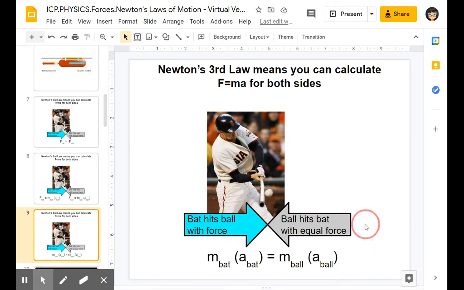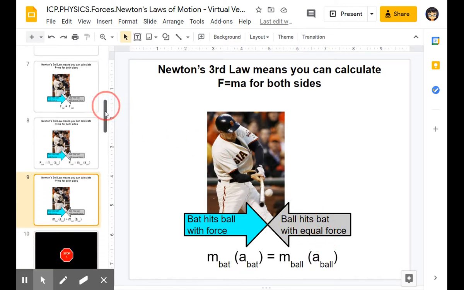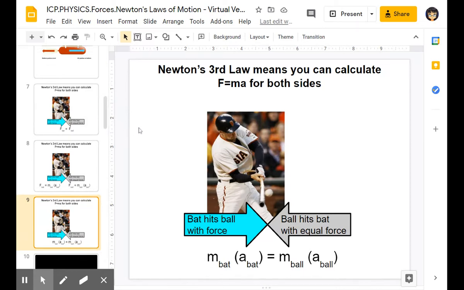Because if you wanted to, you might know the mass of the bat and the mass of the ball, and basically how fast you're accelerating the bat, and then you can calculate how much you're accelerating the ball. Basically, how fast it's going to go, how far it's going to go. Okay? So that we'll be practicing later.